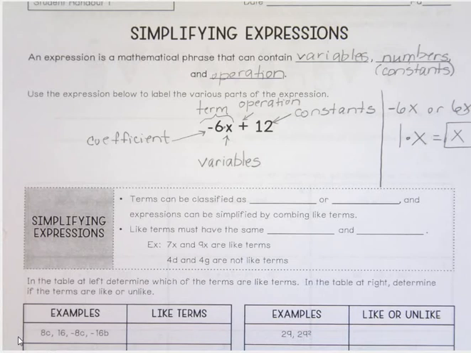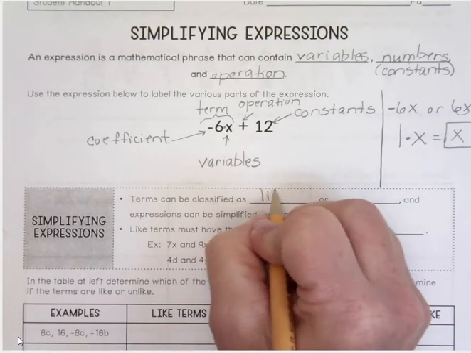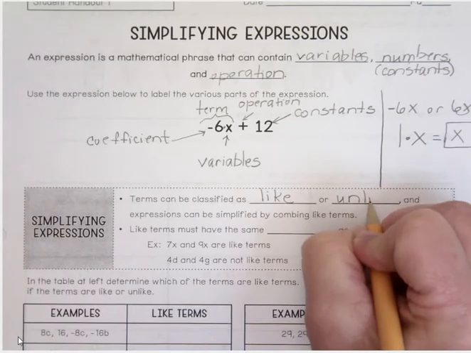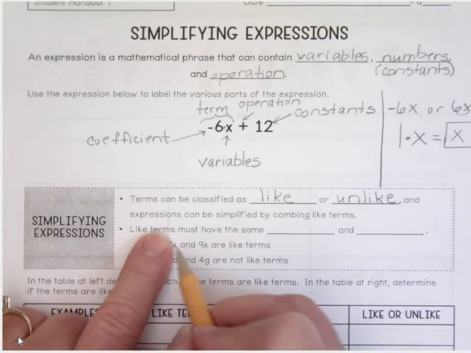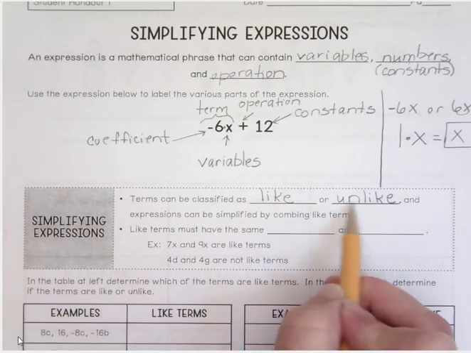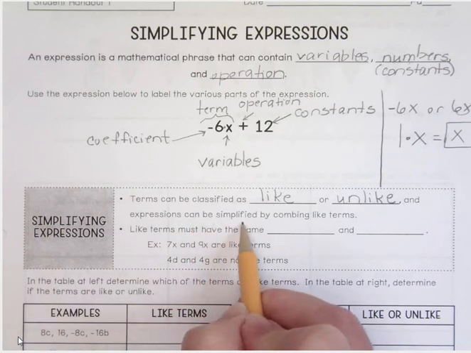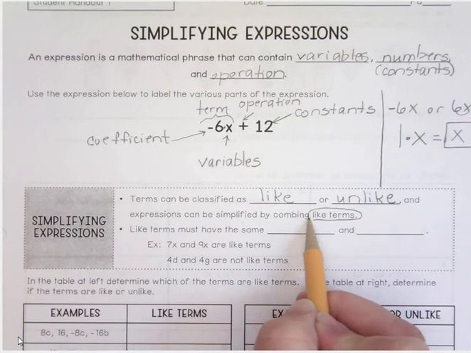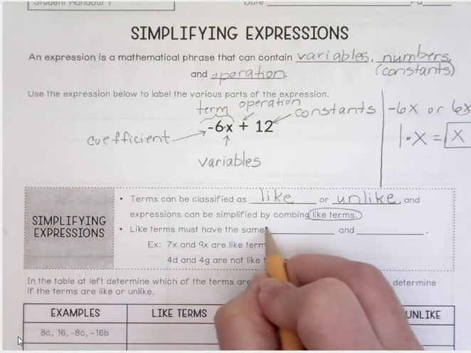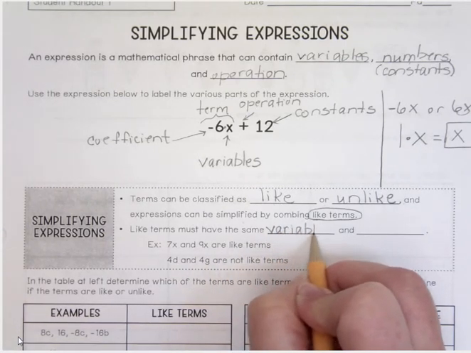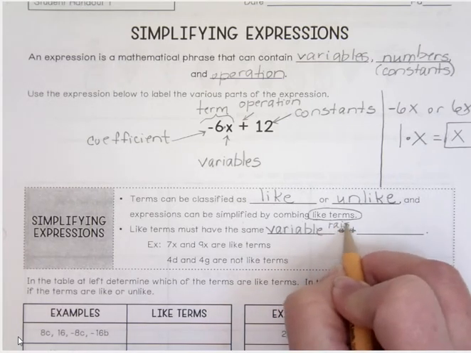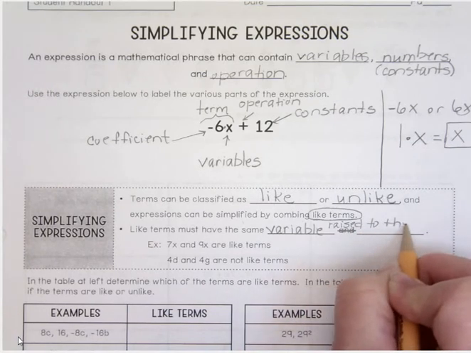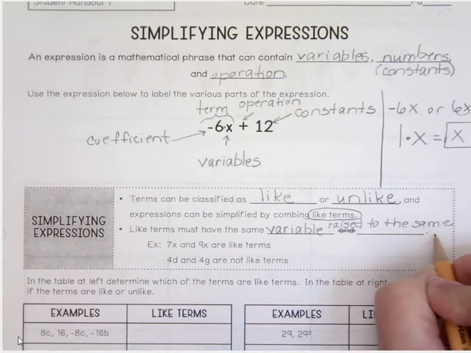Now, filling in our vocabulary, simplifying expressions, terms can be classified as like or unlike. This is important because that helps us know what we can and cannot combine. Terms can be classified as like or unlike, and expressions can be simplified by combining like terms. Like terms must have the same variable raised to the same exponent.